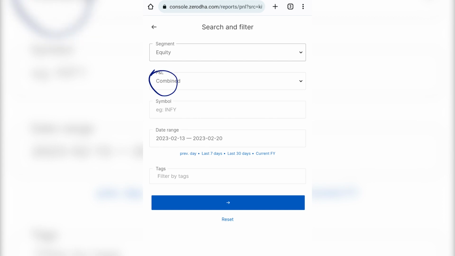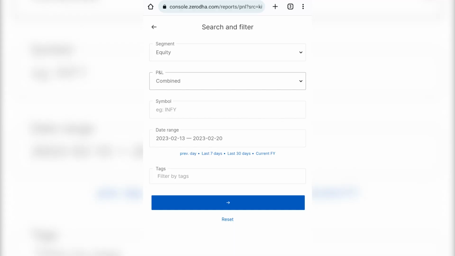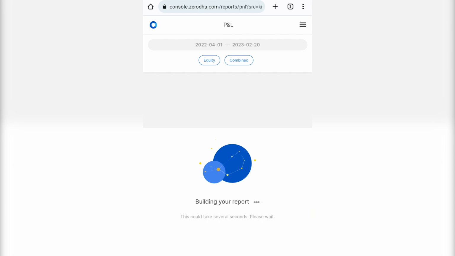Over here, we'll look at our P&L combined, which means we'll look at our realized profit and unrealized profit. I do not do a lot of profit booking anyway, so most of my gains are going to be unrealized, but let's take a look. If you want a particular symbol, put it in there for a particular stock, else you can see all of them together. Then you select the date range, which I am going to select as current FY, which is current financial year. So from 1st April until today, the entire date range is selected. And now I'm going to press this to generate the report.